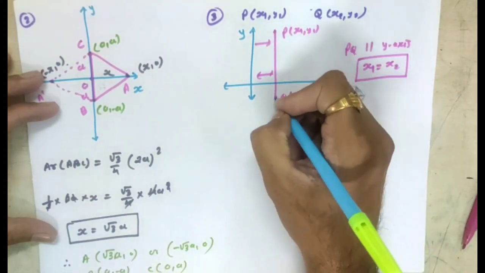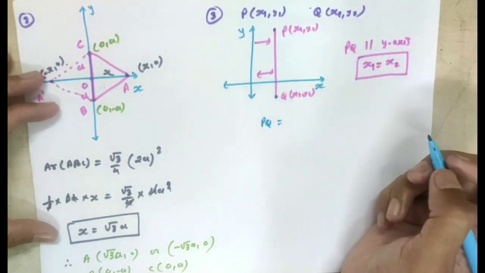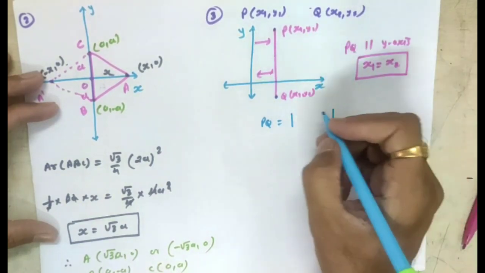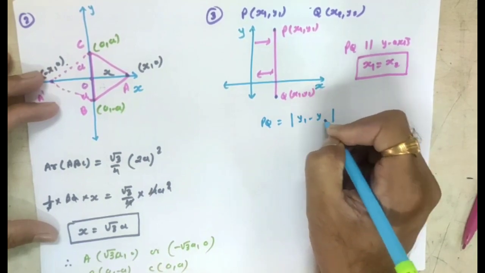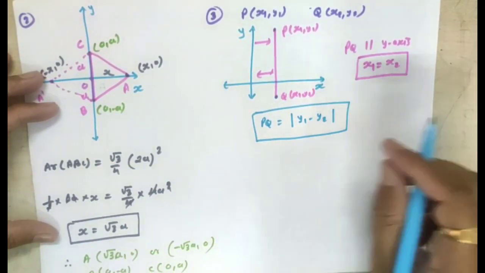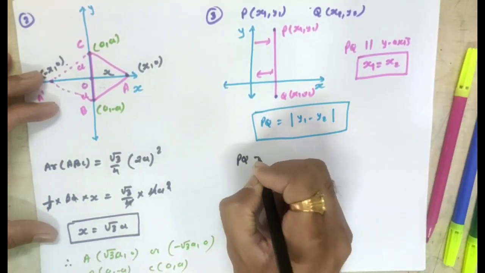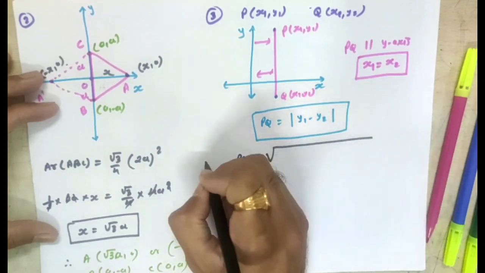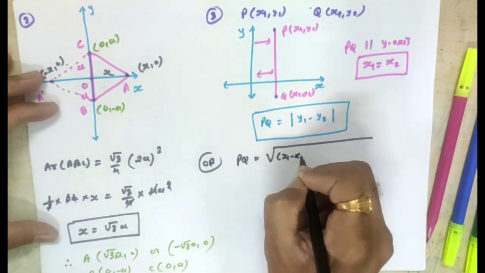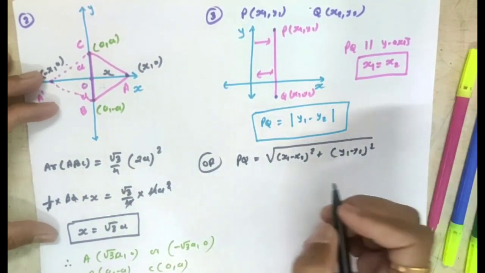Now what is the distance between these two points? The distance between these two points P and Q is nothing but the magnitude of the difference of these y coordinates. So y1 minus y2 is the answer. Done. If you put it in the formula and check, you will also get the same answer. So the distance between two points P and Q is given by, and what was the distance formula? It's the square root of (x1 minus x2) whole squared plus (y1 minus y2) whole squared.